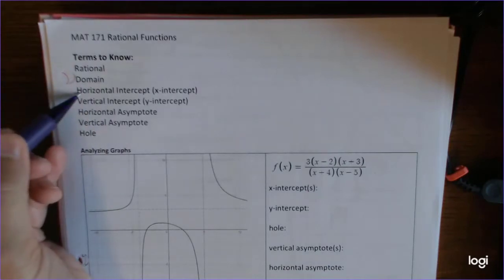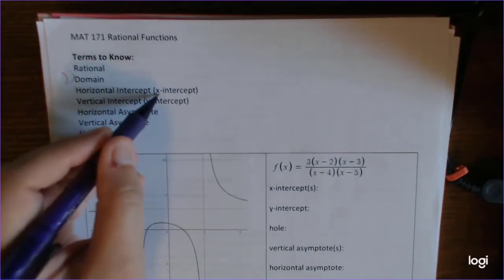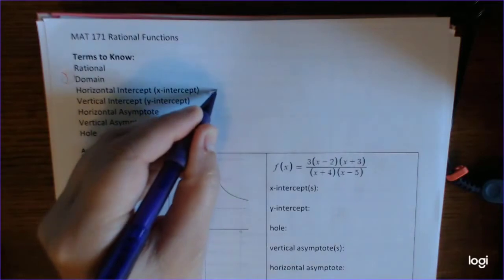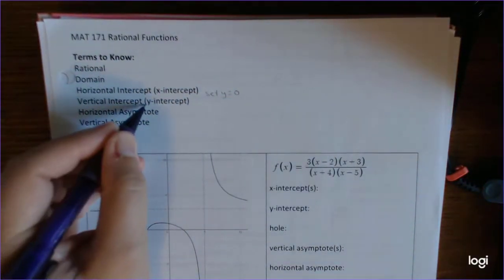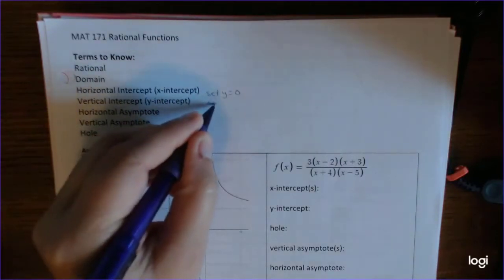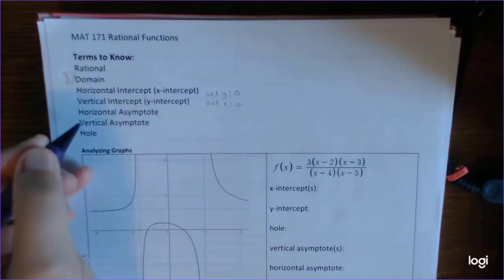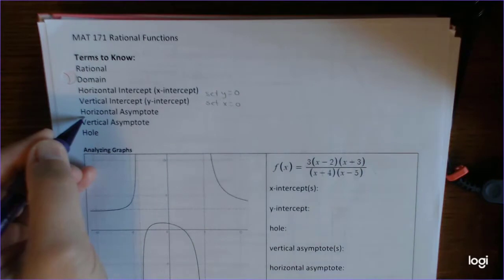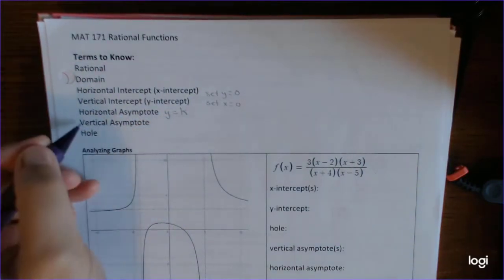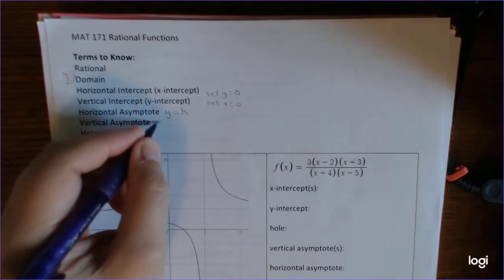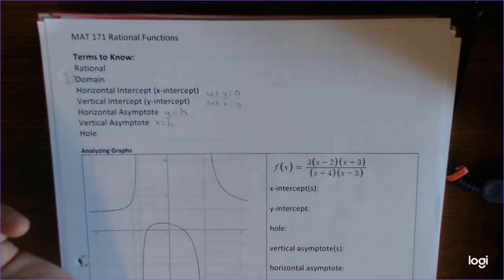We're going to look at horizontal intercepts, also known as x-intercepts. You know that. You set y equal to 0 to get that. Vertical intercept, that means y-intercept. You set x equal to 0 to get that. Horizontal asymptote, that's in the form of y equals some number k. Vertical asymptote, that's in the form of x equals some number h.